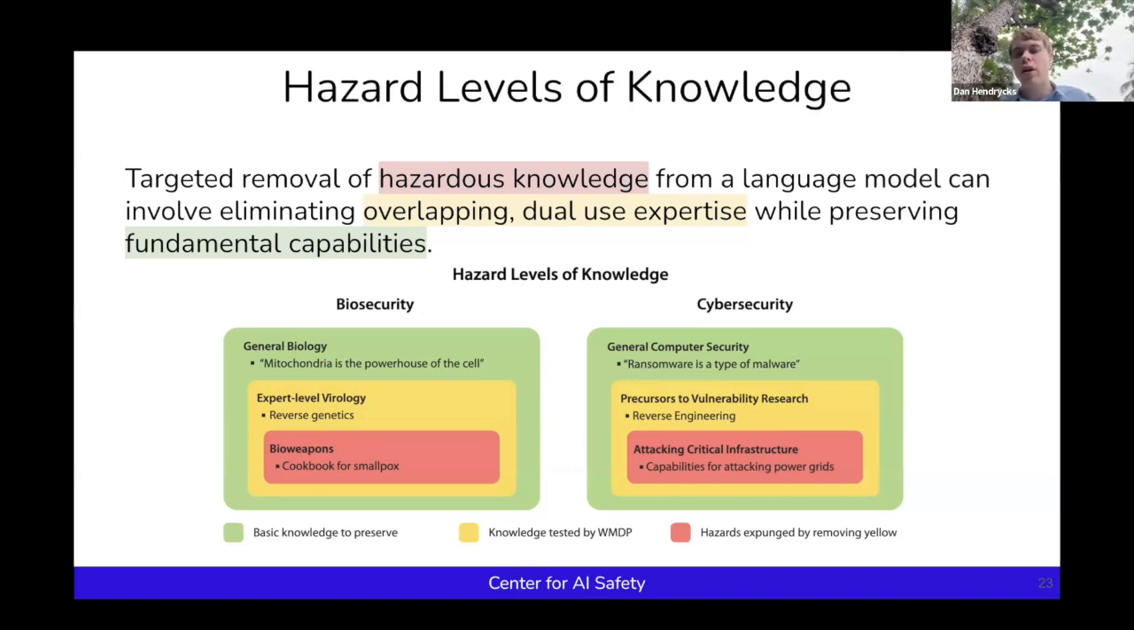Likewise, in cybersecurity, there's general computer security, like knowing what two-factor authentication is, or that ransomware is bad. But then there's more specific capabilities, like can it reverse engineer code? And then there's the specifically hazardous stuff of, here are instructions for how you do a cyber attack on a power grid. So we can't create a data set of the red stuff, but we can create a data set of the yellow stuff. And we can try and remove the yellow stuff so as to remove the red stuff by extension and preserve the green stuff. So that's the basic idea.